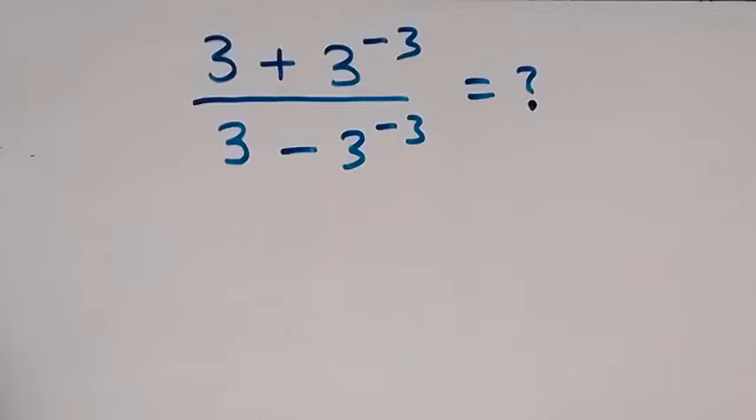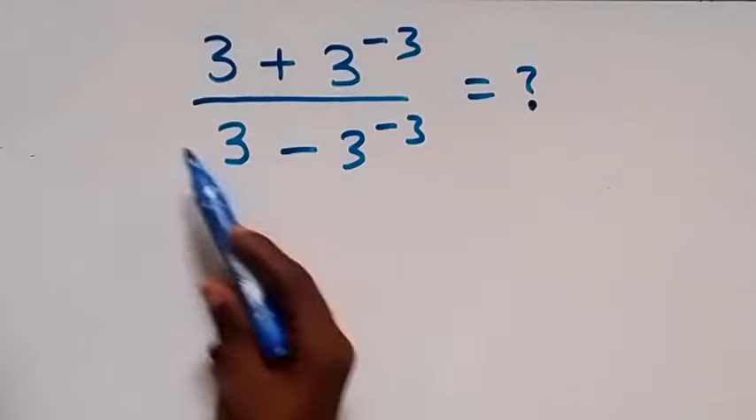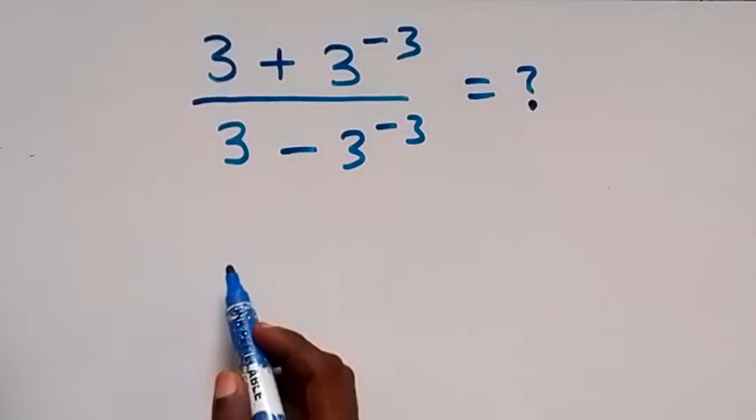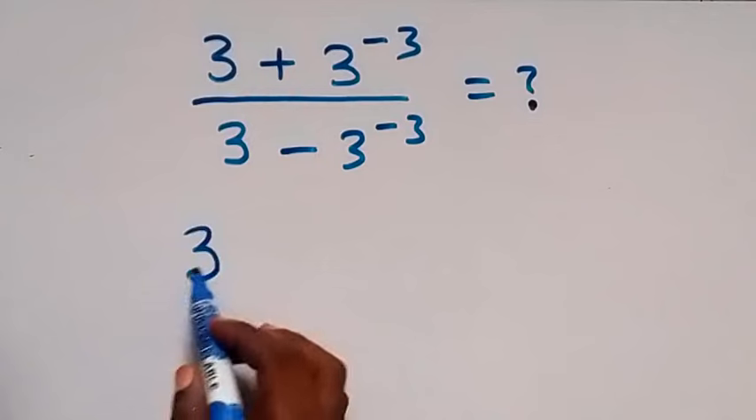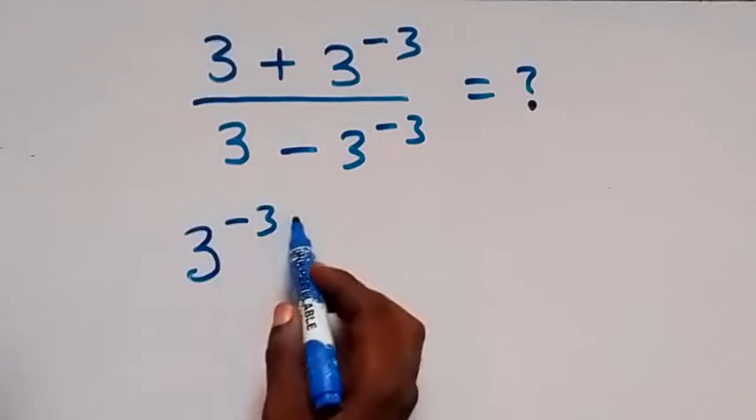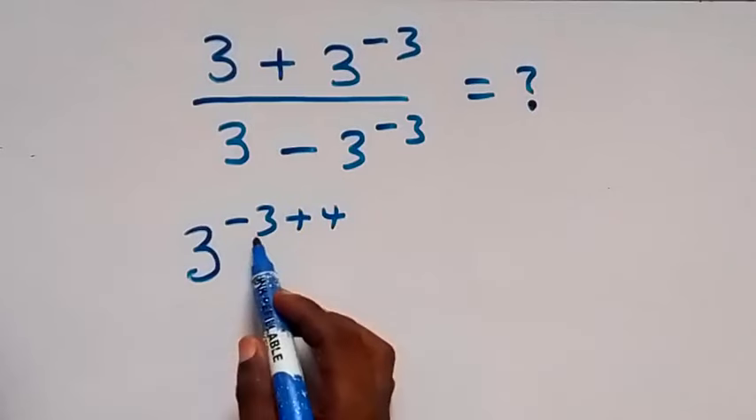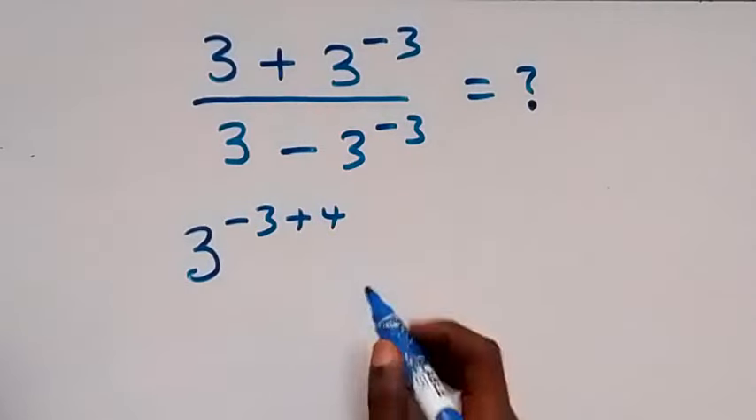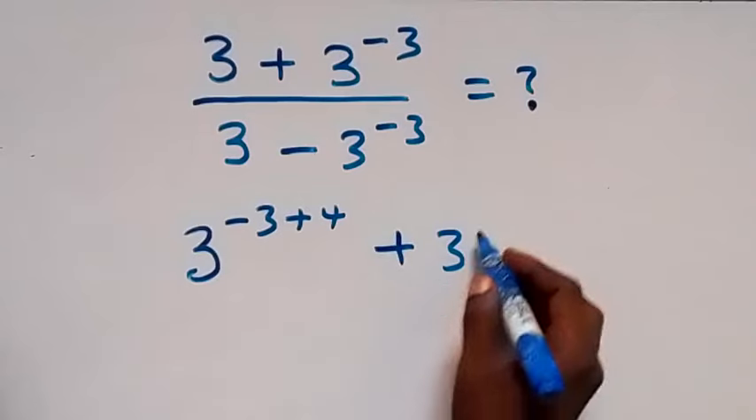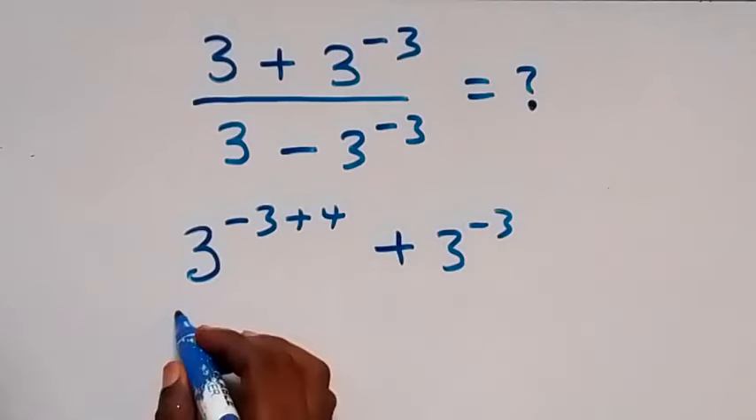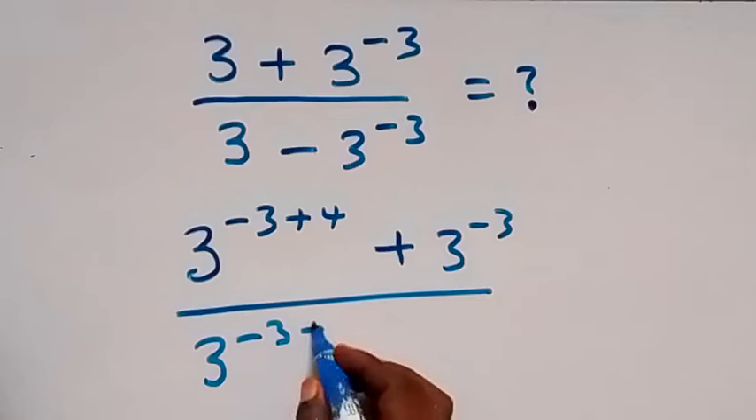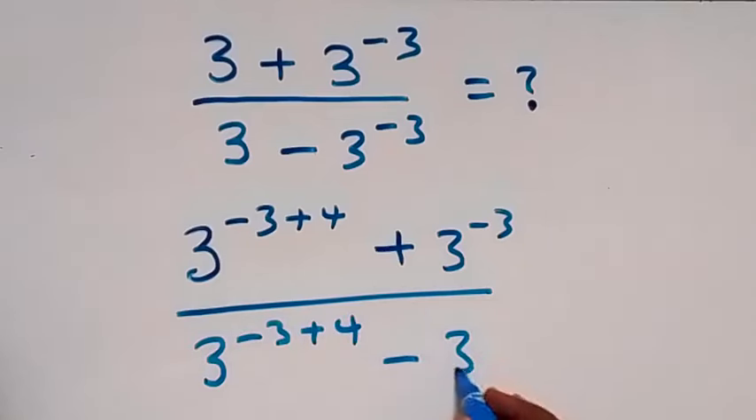From here, we have (3 + 3^-3) divided by (3 - 3^-3). We can also write this 3 as 3 raised to the power of -3 plus 4, because -3 plus 4 is 1, so we still have 3 raised to the power 1, the same thing as 3. Then plus 3 raised to the power -3, divided by, here as well, we write it as 3 raised to the power -3 plus 4, then minus 3 raised to the power -3.